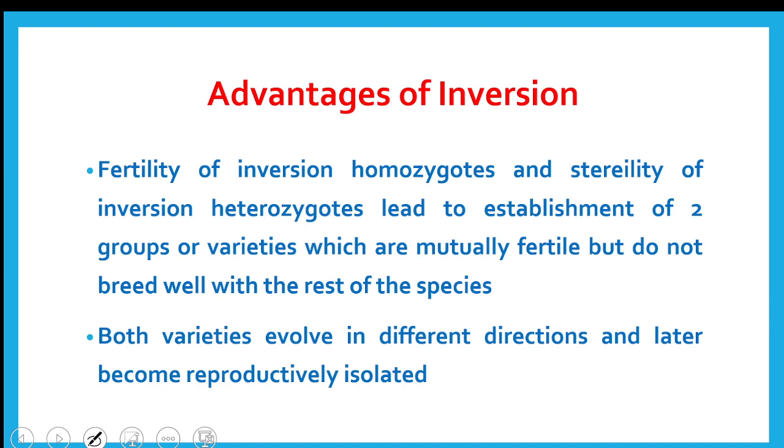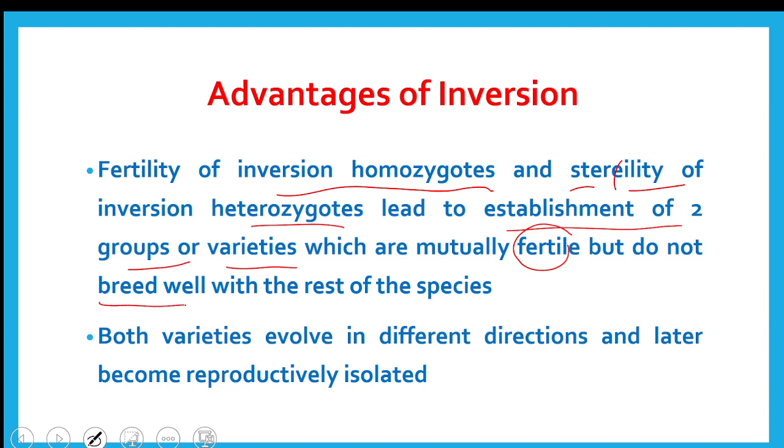Coming to the advantage of inversion, as I have just said, fertility of inversion homozygotes and sterility of inversion heterozygotes lead to establishment of two groups or varieties which are mutually fertile but do not breed well with the rest of the species, which we call reproductive isolation. They are fertile but they do not mate with each other.